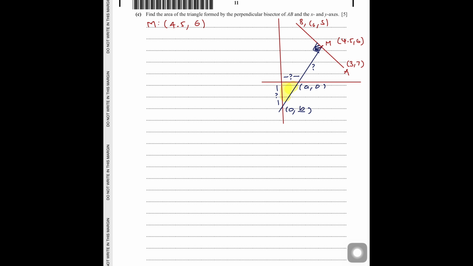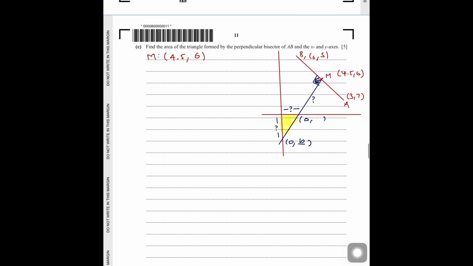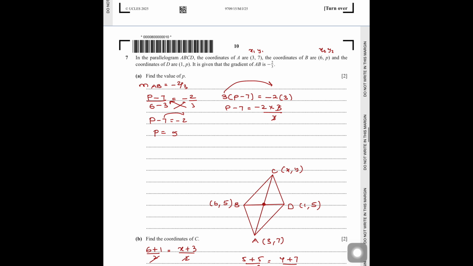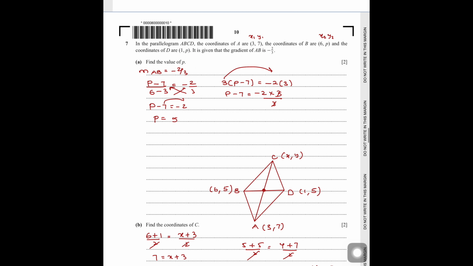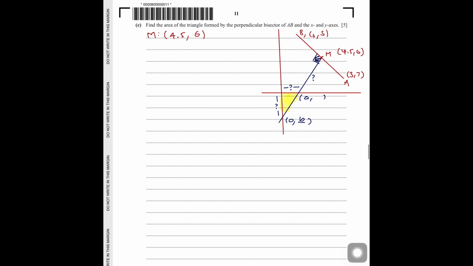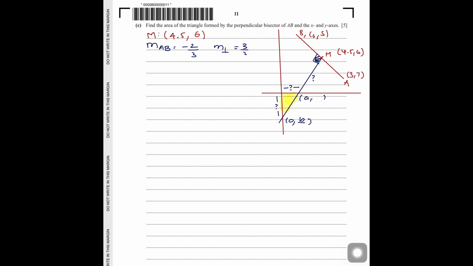So first, the equation of the perpendicular bisector. First, the gradient of AB. Do I know the gradient of AB? Yes, it's given. The gradient of AB is negative 2 over 3. If I didn't know, I would have worked it out. So the gradient of the line perpendicular to that is 3 over 2. So the gradient of the perpendicular is 3 over 2.